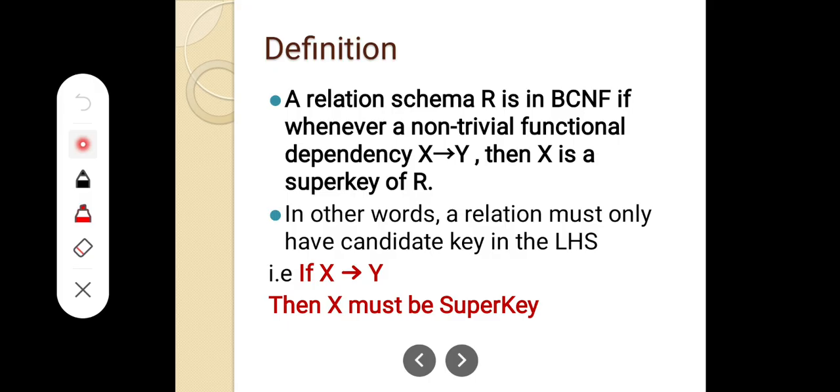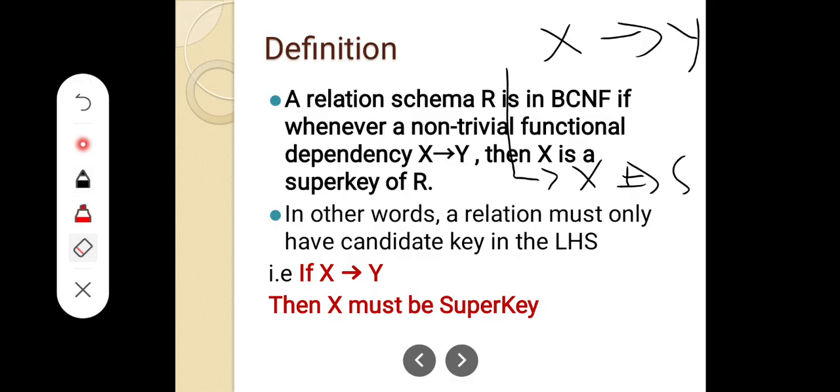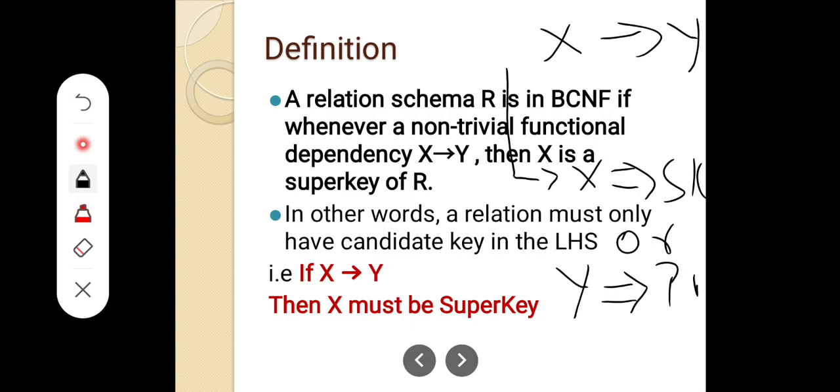Clear? So what is the condition we have seen in 3NF? In 3NF we have seen two conditions. If a non-trivial functional dependency X determines Y holds, we can have two conditions. What is the first condition? X must be a super key. Or what is the condition? Y, or the RHS, can be a prime attribute. That was the condition for 3NF.